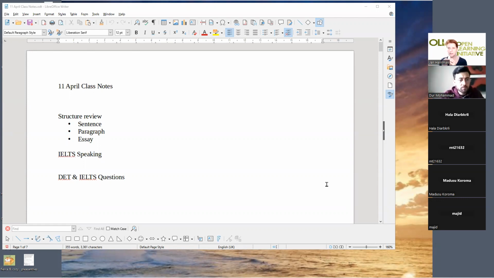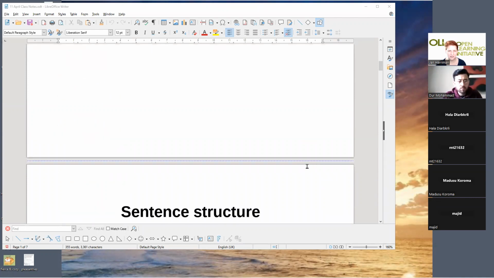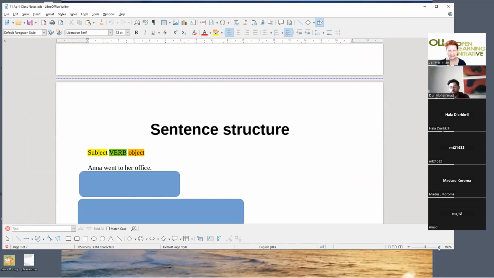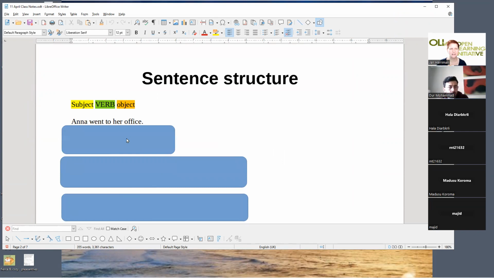So in a sentence, the basic sentence structure is, you said it? Yeah, subject, verb, and object. Exactly. And if we want to see how this works, a simple sentence is: Anna went to her office. Where's the verb? As we always look for the verb first: went. Exactly.